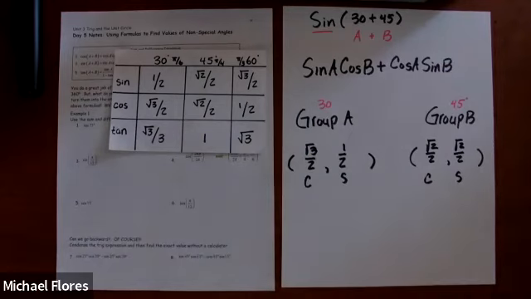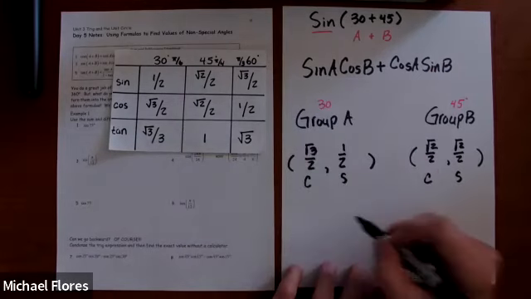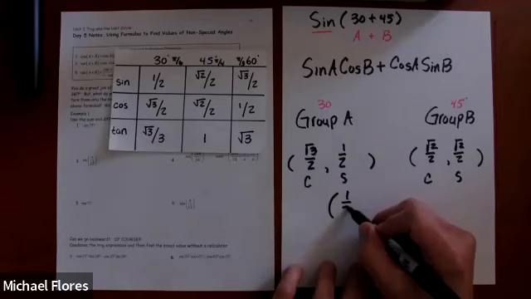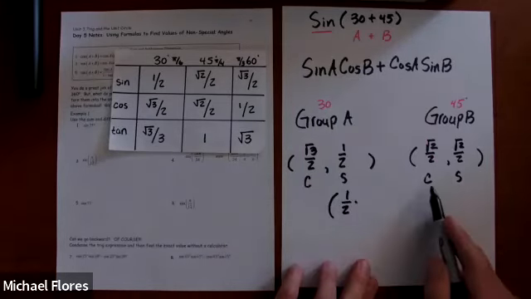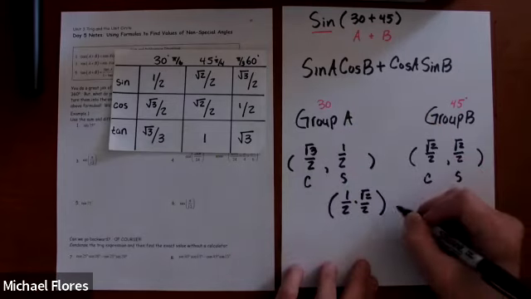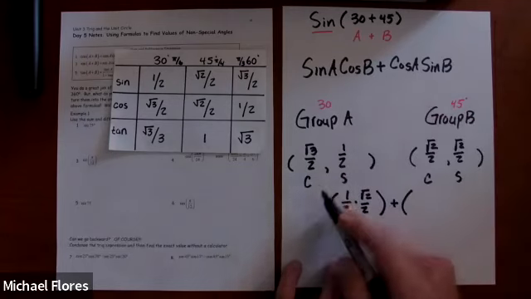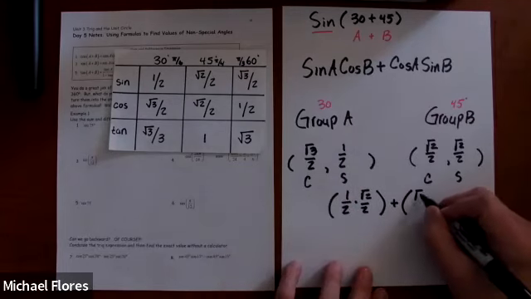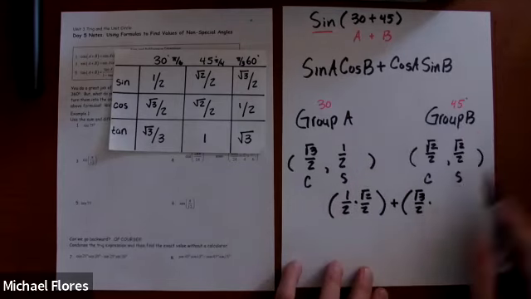And now what we do is we simply start plugging in. So what I need is I need the sine value of group A first, which is 1/2. Multiply that with the cosine value in group B, root 2 over 2. And then plus the cosine value in group A, which is root 3 over 2, times the sine value of group B.